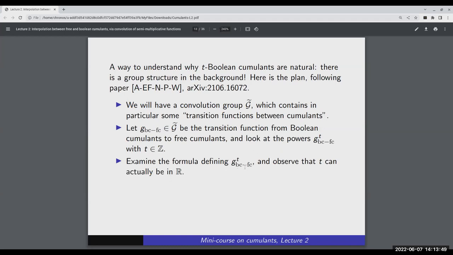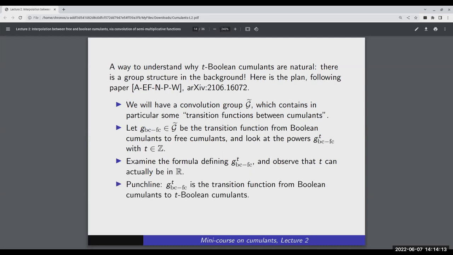So pretty much you can define a one parameter subgroup of this G tilde, which somehow completes in a certain sense the integer powers of this transition function. Actually it's quite simple. You go from boolean to free and you take all the powers that you can take, and you discover that naturally you can take real powers. And if you look at what this real power does, it starts from boolean, and where does it go? It lands exactly at these t boolean cumulants. So this is how t boolean cumulants show up in our game.